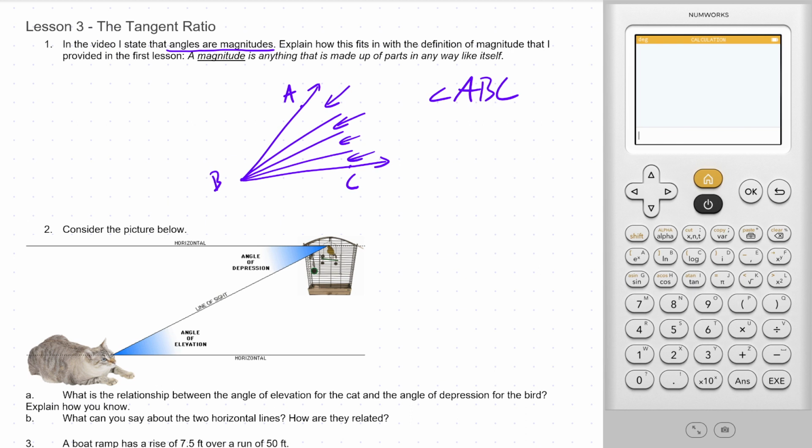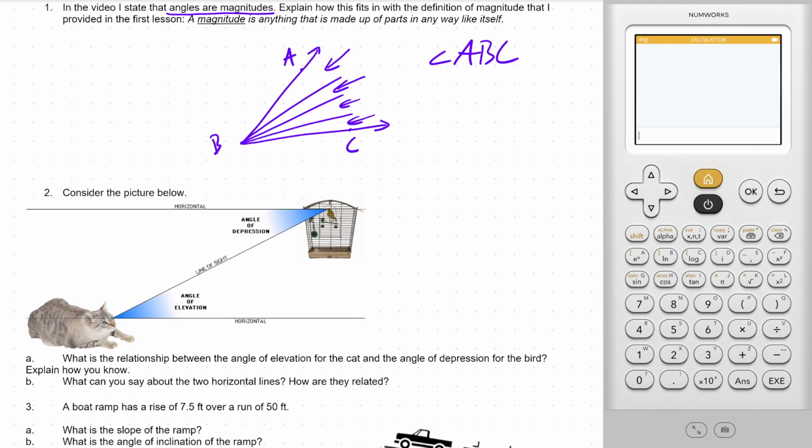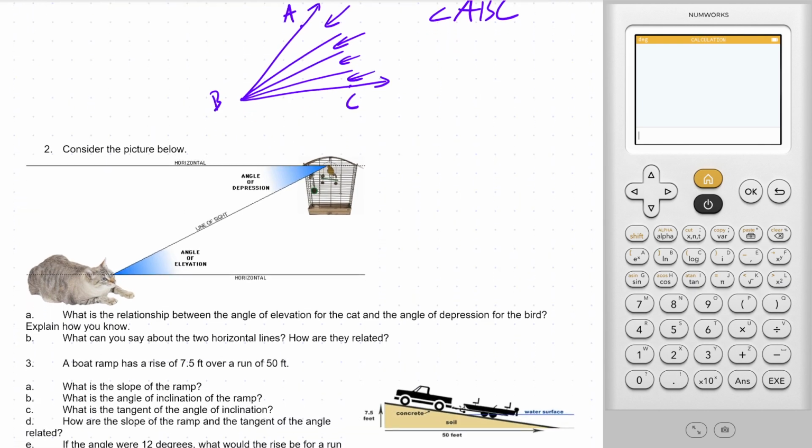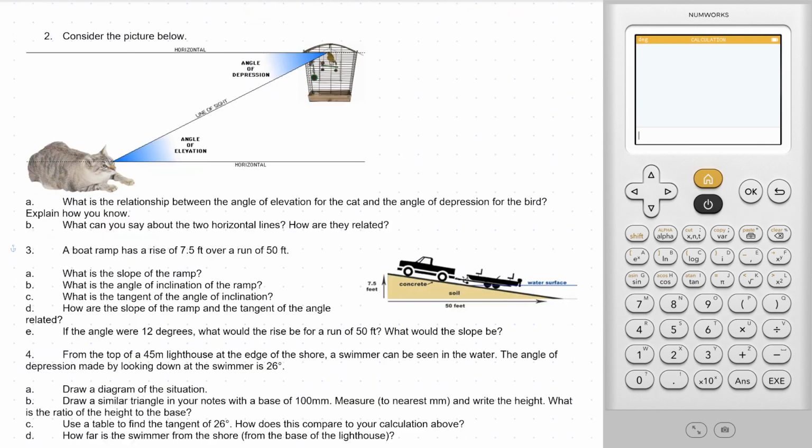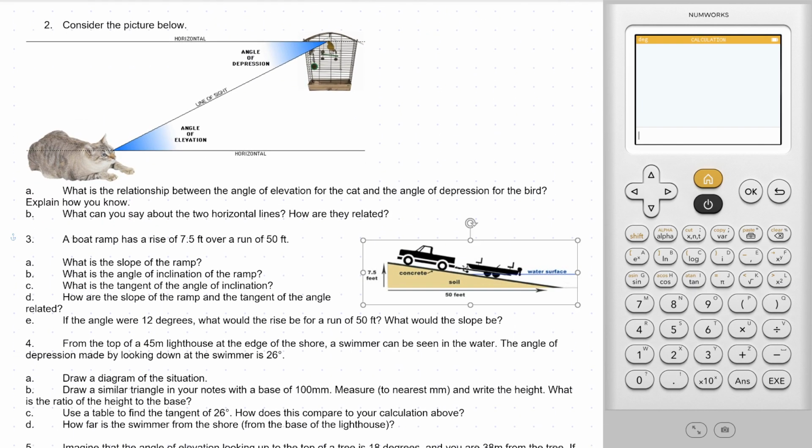Oftentimes we would think of, not the smallest, but like 1 degree as being sort of the element, the building block, if you will, that an angle is made of when we're measuring in degrees. However, even a degree can be divided into smaller pieces, but even those smaller pieces would themselves be angles. So yeah, you can write something about that. Diagrams are also helpful. And for number 2, let's look at the number 2 here.